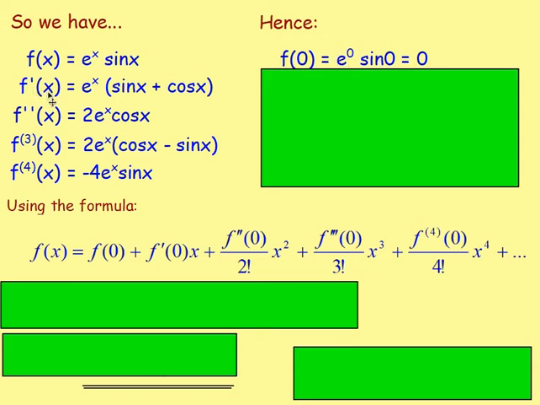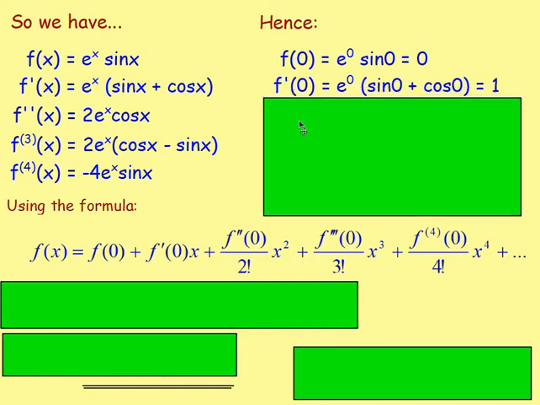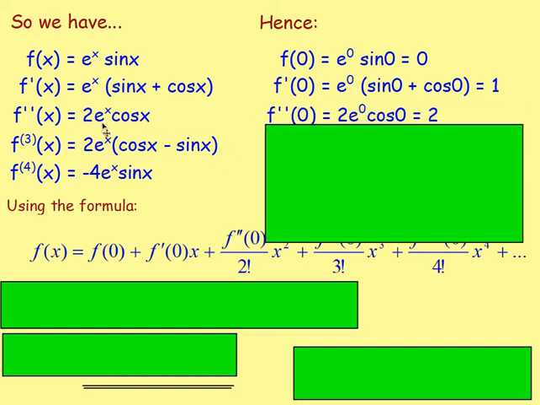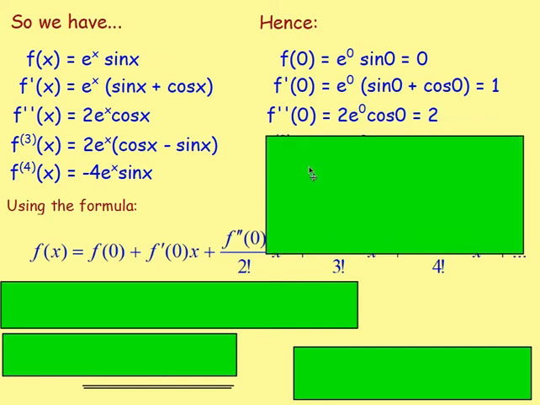Do the same thing for f dash x. So f dash x would be e to the power of 0 multiplied by sine of 0 plus cos 0. That there works out to be 1. Do the same thing for the second derivative. You would have 2e to the power of 0 times cos of 0. Cos of 0 is going to be 1. E to the power of 0 is going to be 1, so it's 2 times 1, which is 2.